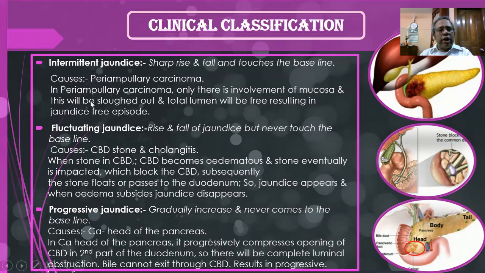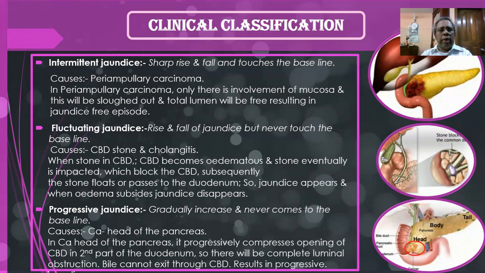But in case of fluctuating jaundice, there is a rise of jaundice and again a fall, but the fall does not touch the baseline, the normal level. Again, a rise. So that rise, fall, rise is called fluctuating jaundice. That means the jaundice never falls down and touches the normal level between the falling periods. The causes are common bile duct stones and cholangitis.